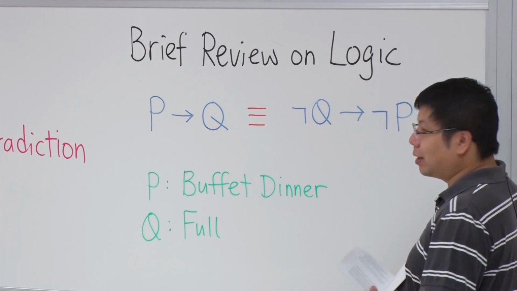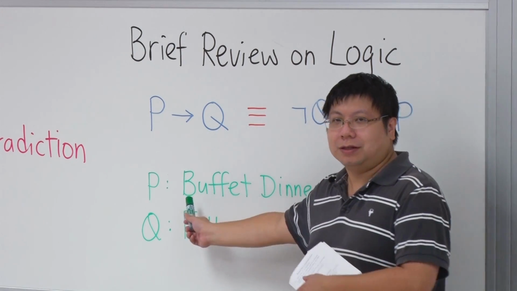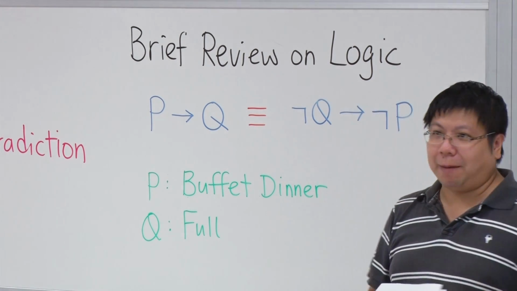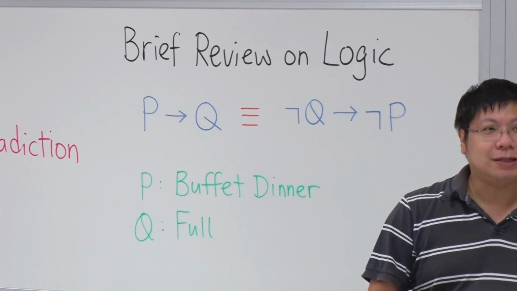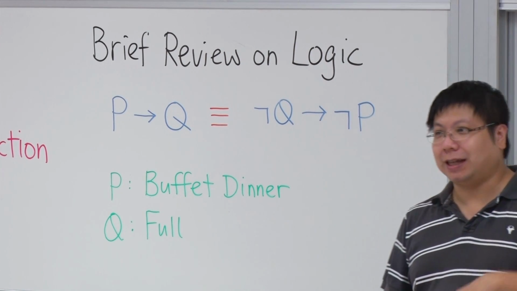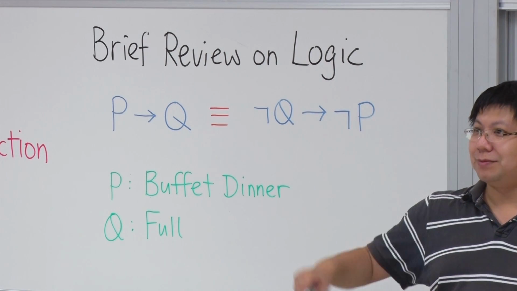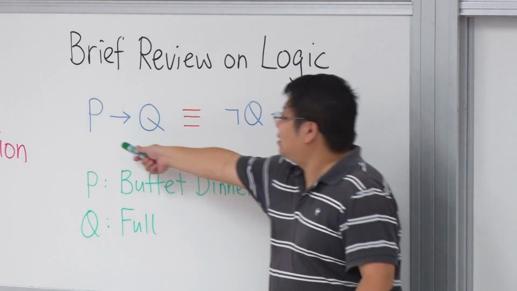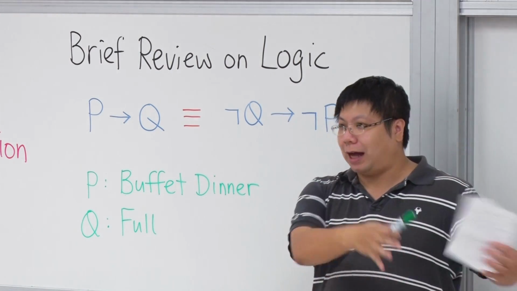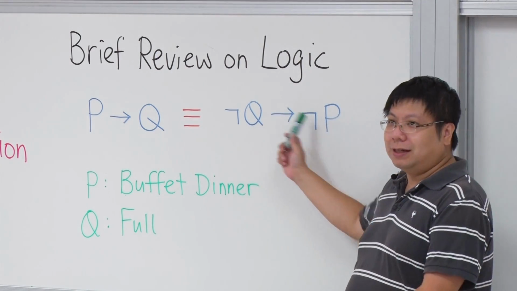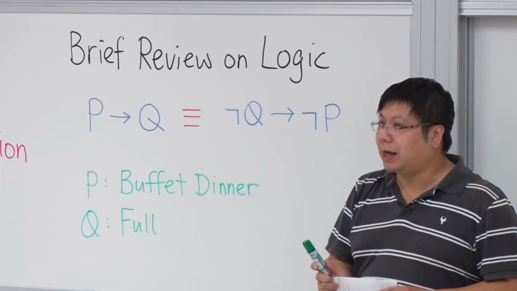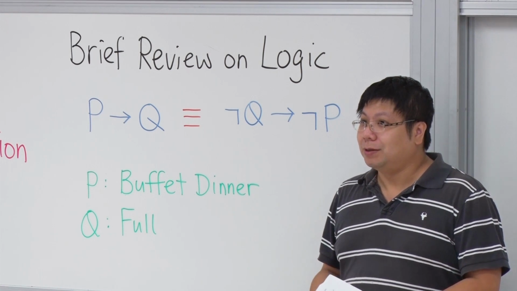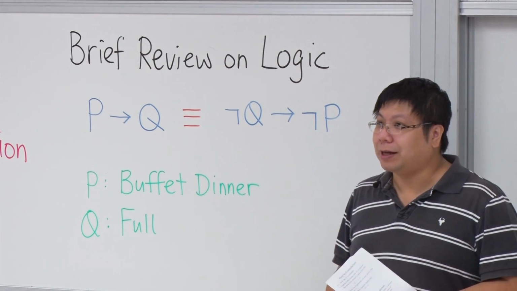For instance, let's say P represents I have buffet dinner, and Q represents I'm full. If I have buffet dinner, then I will be full. This is going to be true, right? So let's take a look at the opposite. By common sense, if I have buffet dinner, I will be full. Then not Q implies not P says, if I am not full, then I do not have buffet dinner, which is also correct, right?